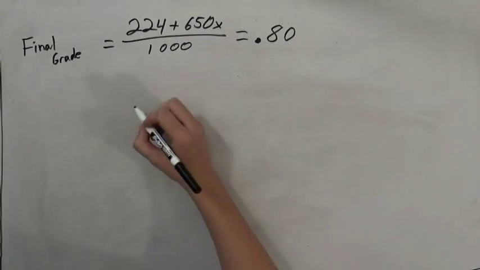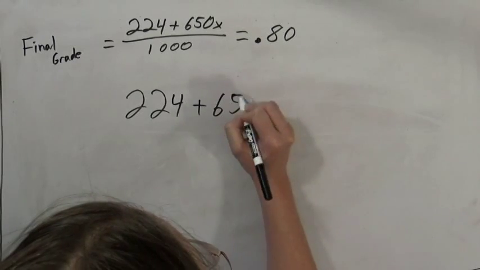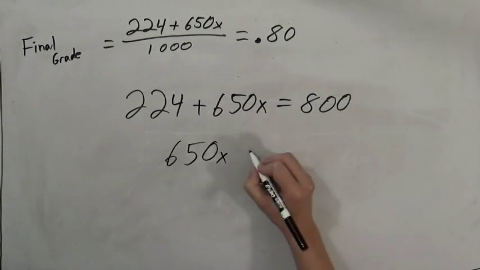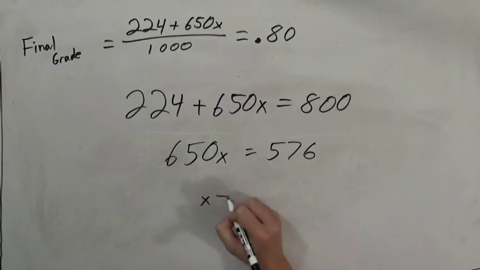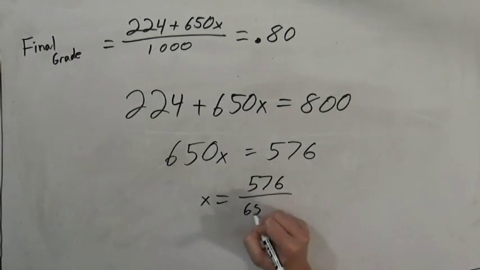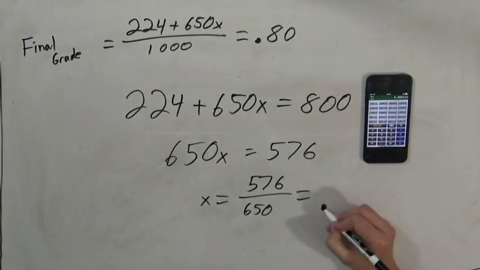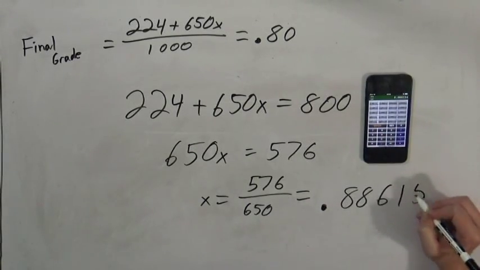This is, for theoretical reasons we'll get into later, a solvable equation. We just multiply both sides by 1,000, subtract 224, divide by 650, and get that X is equal to 0.88615. So if I can get a high B on every assignment from here on out, I will squeak by and get a B in the class.